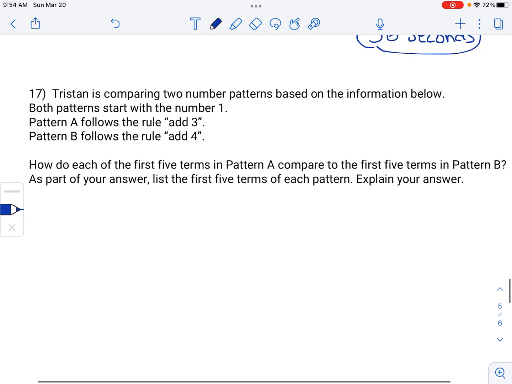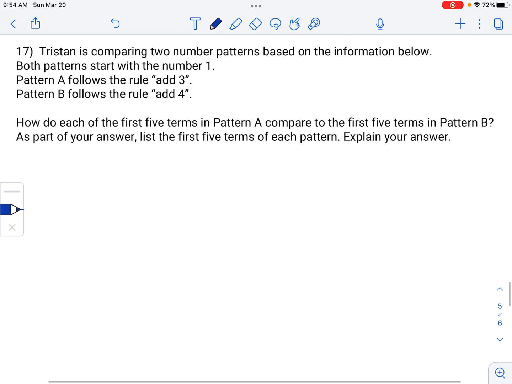All right, last question of the packet, number 17. Tristan is comparing two number patterns based on the information below. Both patterns start with the number 1. Pattern A adds 3, pattern B adds 4. How do each of the first 5 terms in pattern A compare to the first 5 terms in pattern B? So terms are just the numbers in a sequence, okay?